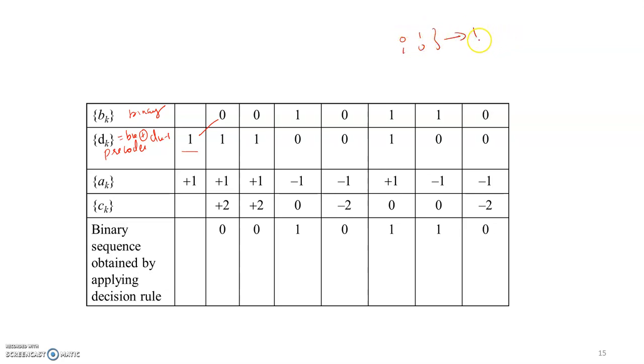Then for 1 1 and 0 0 your output is 0. Okay. Now you consider the next one. For the output at this instant, what you have to do is bk exclusive-OR dk minus 1.